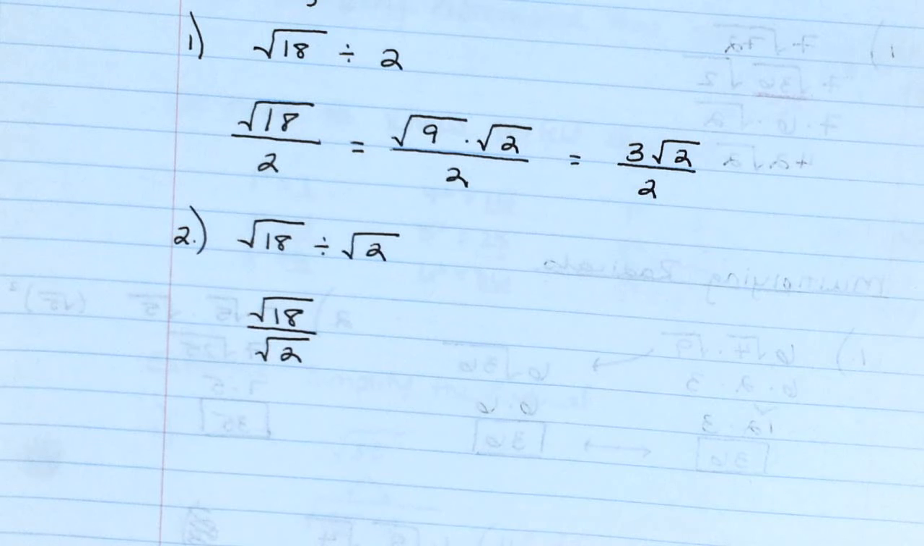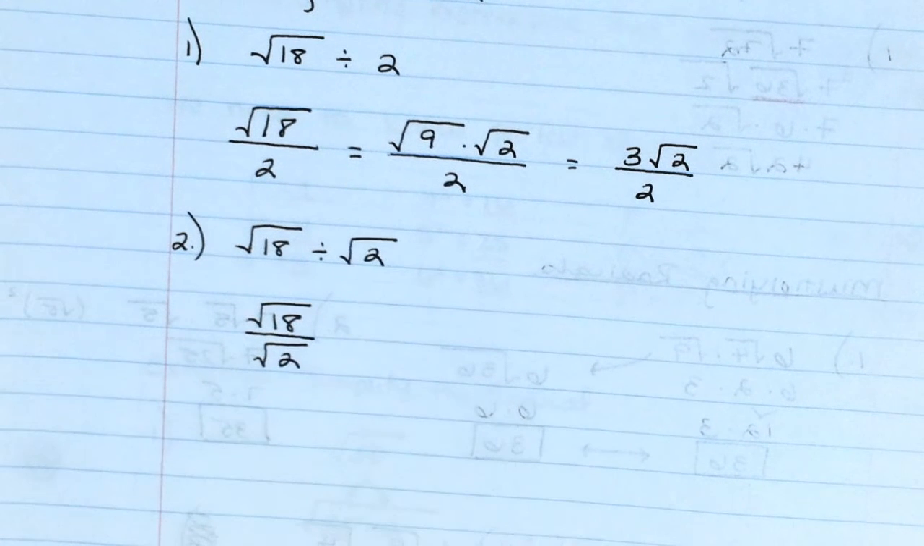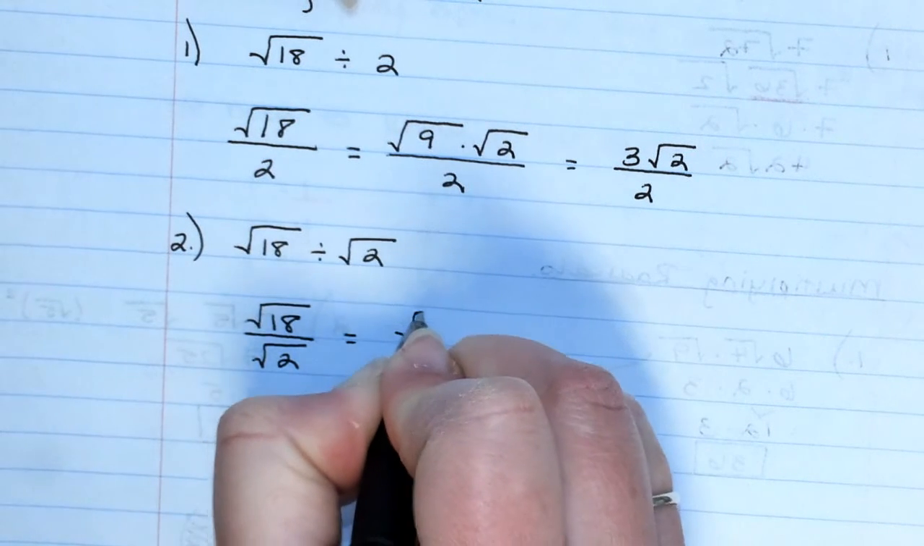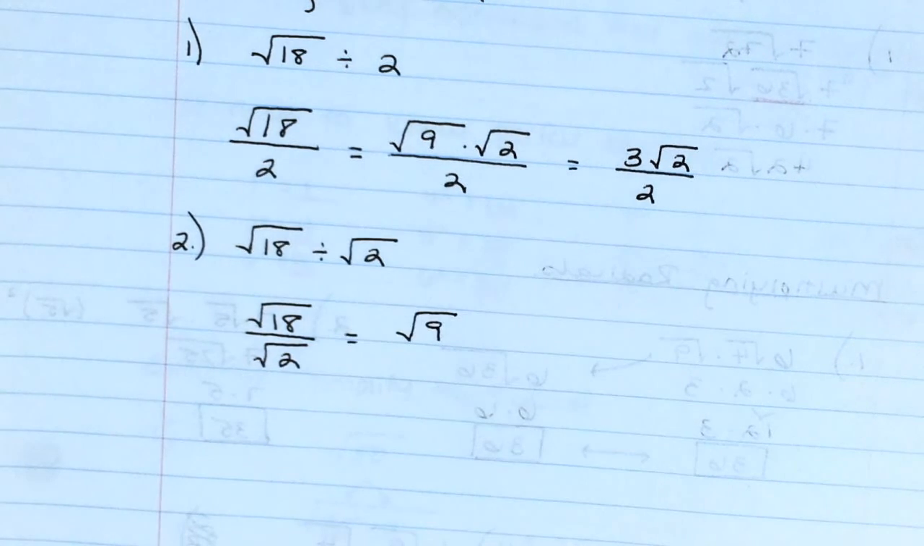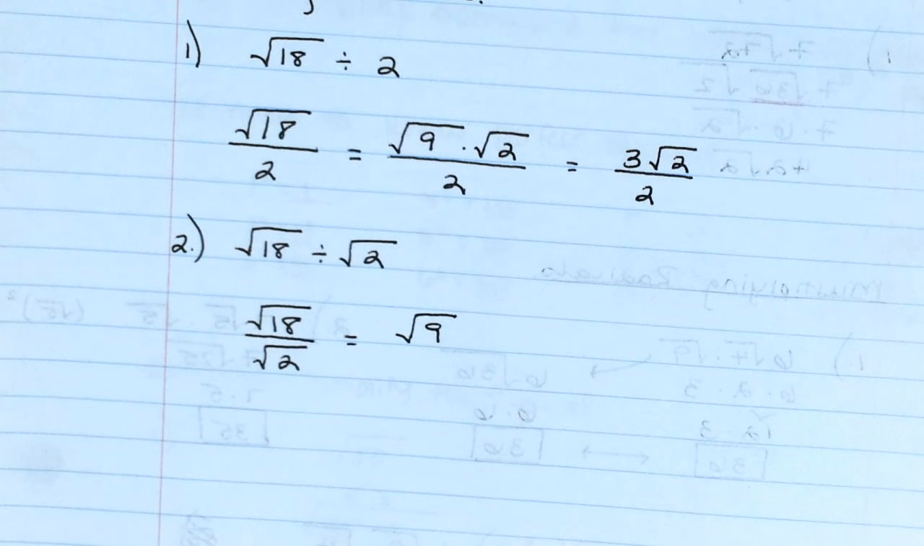Ooh, there's something even easier than just simplifying that 18. Because both the 18 and the 2 are underneath radicals, what is 18 divided by 2? It's the square root of 9. Since they're both under radicals, you can take that operation 18 divided by 2 and get the square root of 9. What's the square root of 9? 3.